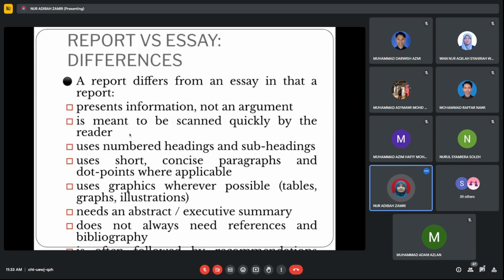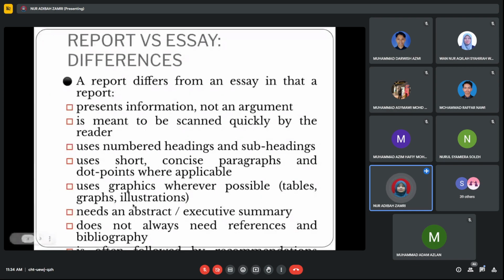Uses numbered headings and also subheadings. This is for report only, not AC. Uses short, concise paragraphs and dot points where applicable. So where applicable only, not all. You have to use dot points, and use short paragraphs. So please be careful. Uses graphics wherever possible, for example tables, graphs, illustrations. So basically, you're going to use this in the findings part.